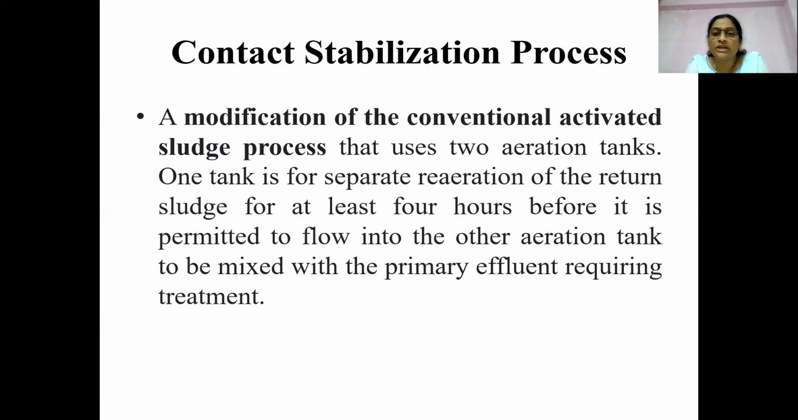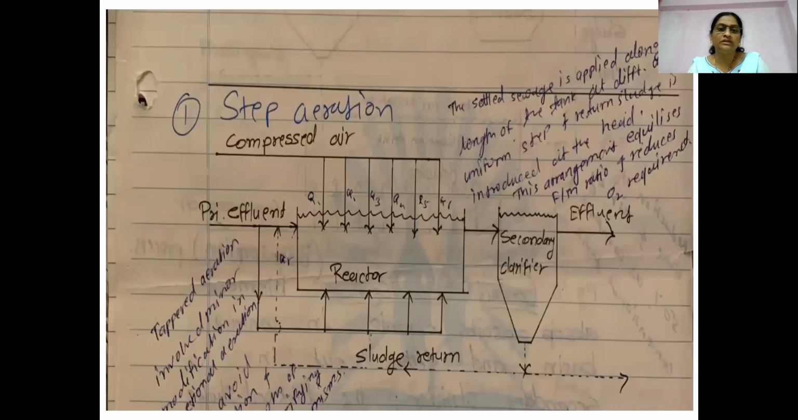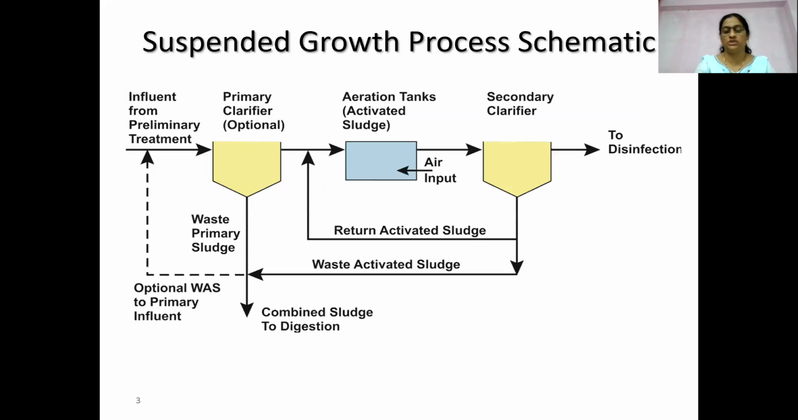One tank is for the separate aeration process of the return sludge, and for at least 4 hours before it is permitted to flow into the other aeration tank to be mixed with the primary effluent requiring treatment. So before I go to the contact stabilization process, I will explain with the conventional activated sludge process.